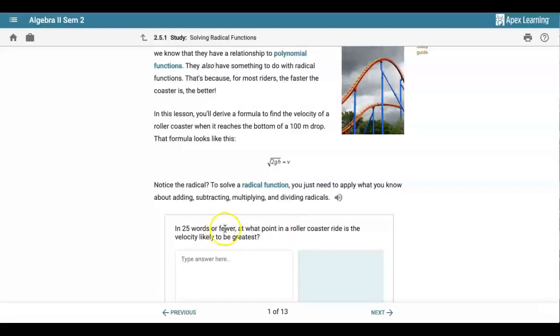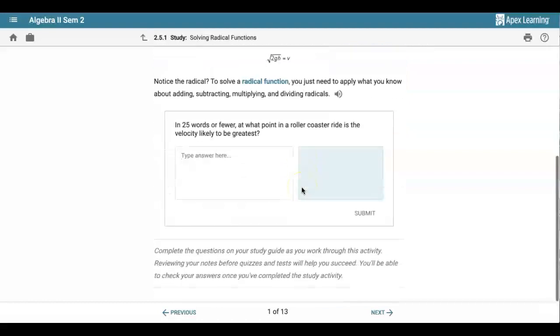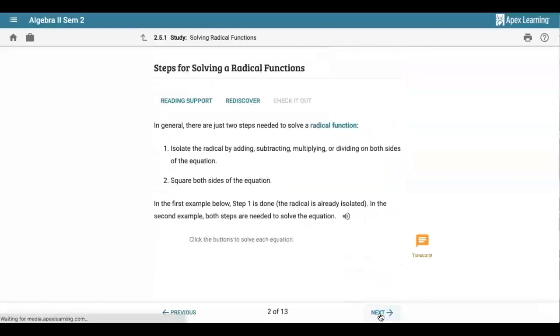It says to find the velocity of a roller coaster when it hits the bottom of a 100-meter drop. All we would do is plug in 100 meters for our height, and then plug in our gravity, which is 9.8. We would multiply that out, take the square root of that, and that would give us our velocity.